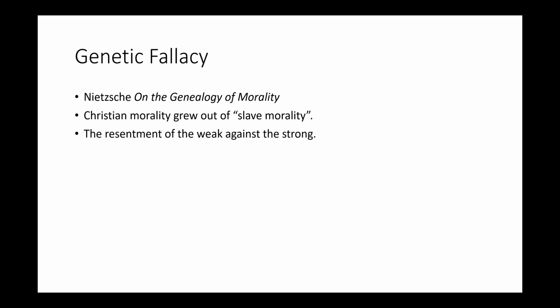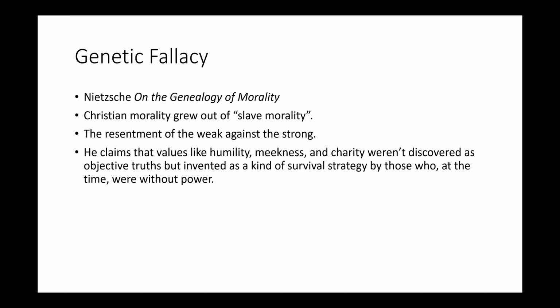The weak people that were under the authority of the Romans resented the strong authority of the Romans. And he claims, very explicitly, that values like humility, meekness, and charity weren't discovered objective truths, right? These values or moral attitudes about the world just grew out of this particular moment in time. They were not objective truths; rather, they were invented. They were a sort of survival strategy used because they were living under the authority of these Roman rulers, right? These rulers that they resented.